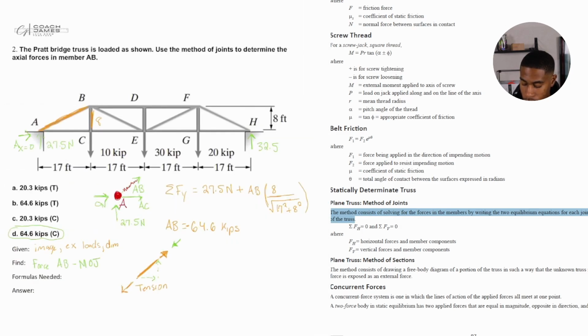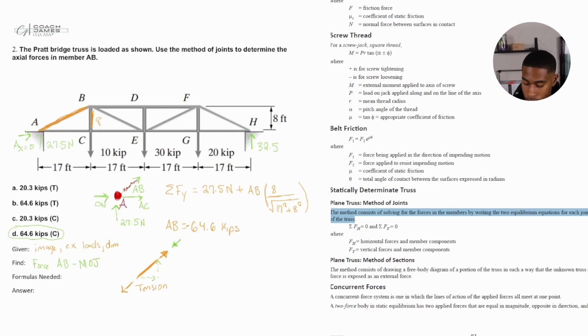So I'm not going to make you redo all of this. This is all the same stuff. We're just going to use what we got for AB to be able to solve for AC, right? We could do a cut using method of sections or method of joints, but we already have a lot of the values that we need, so we're just going to use them.